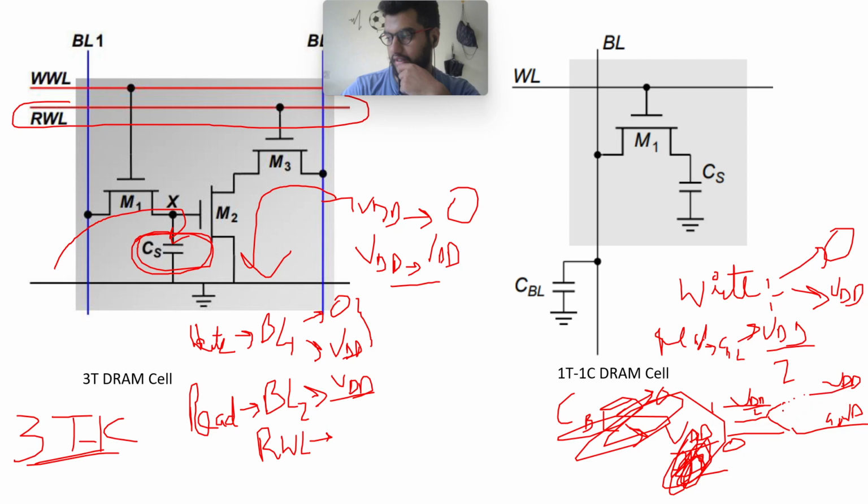In SRAM and 3T1C, it was just to increase the speed, but here it is necessary, because typically when we precharge to VDD by 2, the change, that is delta V, is typically around 100 millivolts. So this 100 millivolt is not sufficient to drive it towards VDD or towards ground. So a sense amp is used here.